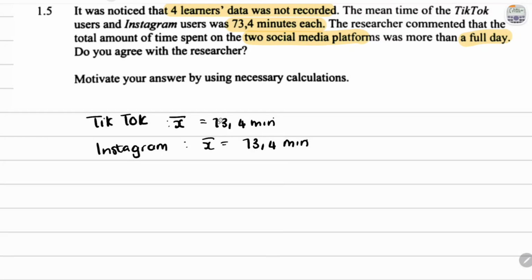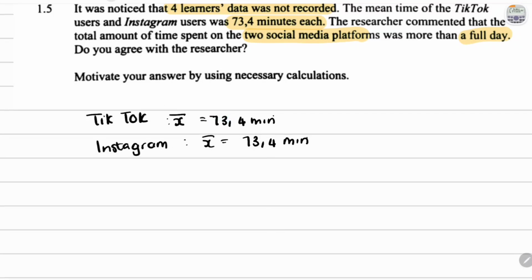I want you to notice that this is the mean, okay? It's not the total time that was spent by all the learners. What this is, is on average, the time that was spent by each learner, okay? So that's the mean, the average really. So on average, we can say each learner spent about 73.4 minutes on each social media site.